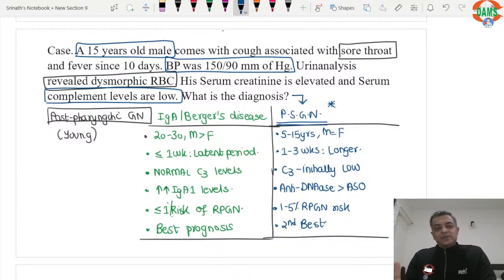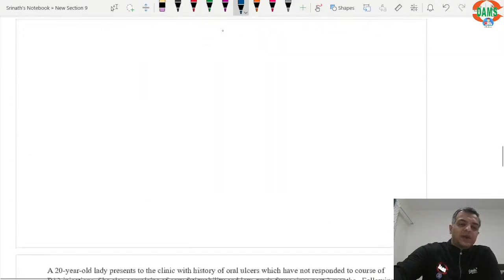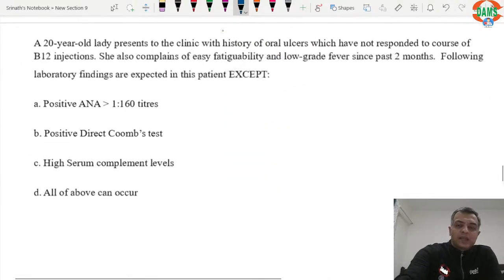So two sets of questions you should always remember in glomerulonephritis: one is pulmonary renal syndrome, the second combination is post-pharyngitic GN. Repeated every year, similar questions keep coming. So, let us move ahead to recall some points from rheumatology.